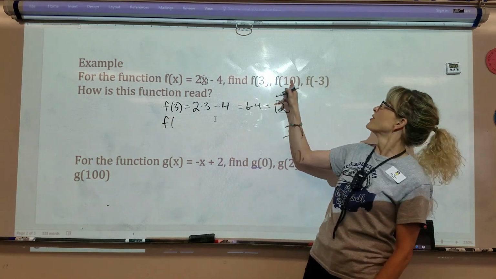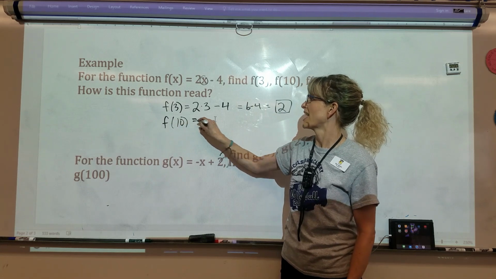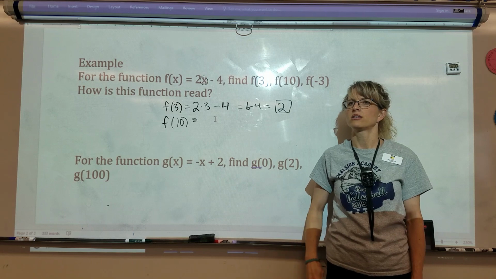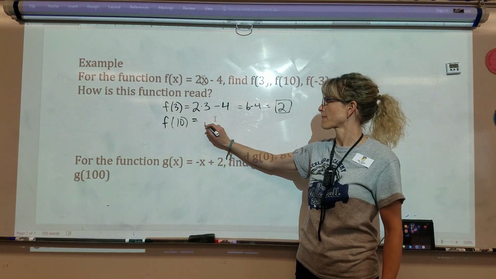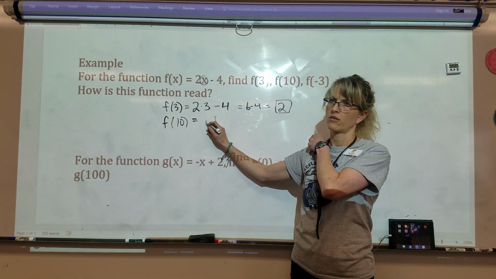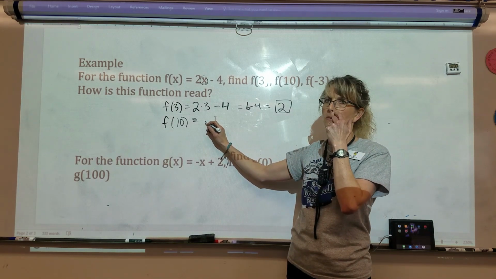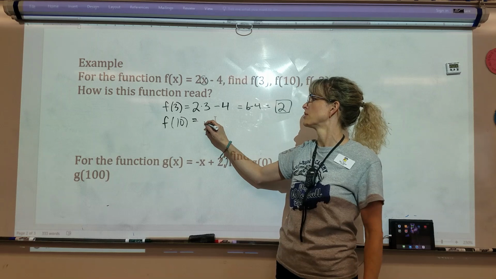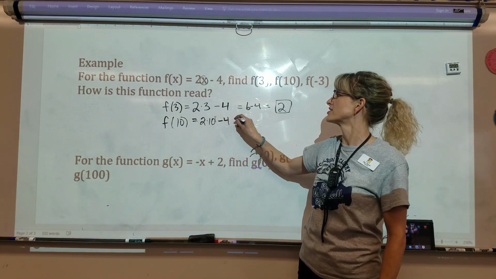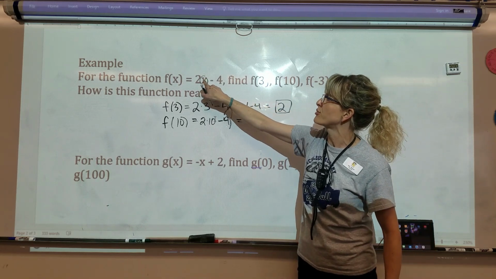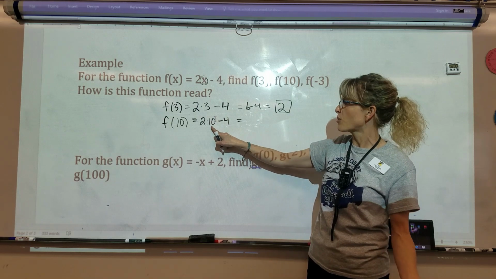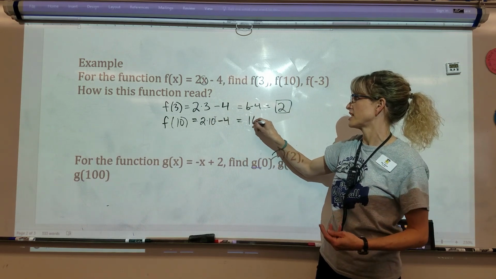How could I find f of 10? Let me call on someone. Jasmine. How would I find f of 10? Let me just get some help. Colin. So you do 2 times 10 minus 4. Excellent. So in other words, you put your input right here. So 10 is my input. I put 10 right there. 2 times 10 would be 20. 20 minus 4 is 16.